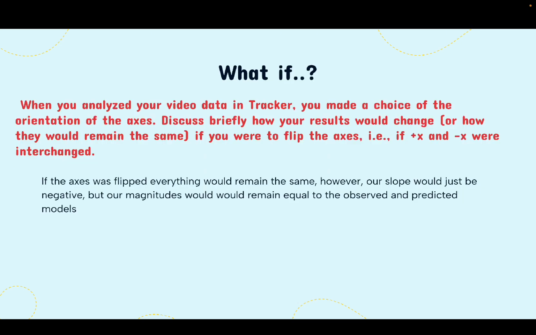If our axes were to be flipped, i.e. the positive x-axis becomes the negative x-axis, everything would remain the same. However, our slope would just be negative, but our magnitudes and everything else would have remained equal to the observed and predicted models from our lab.